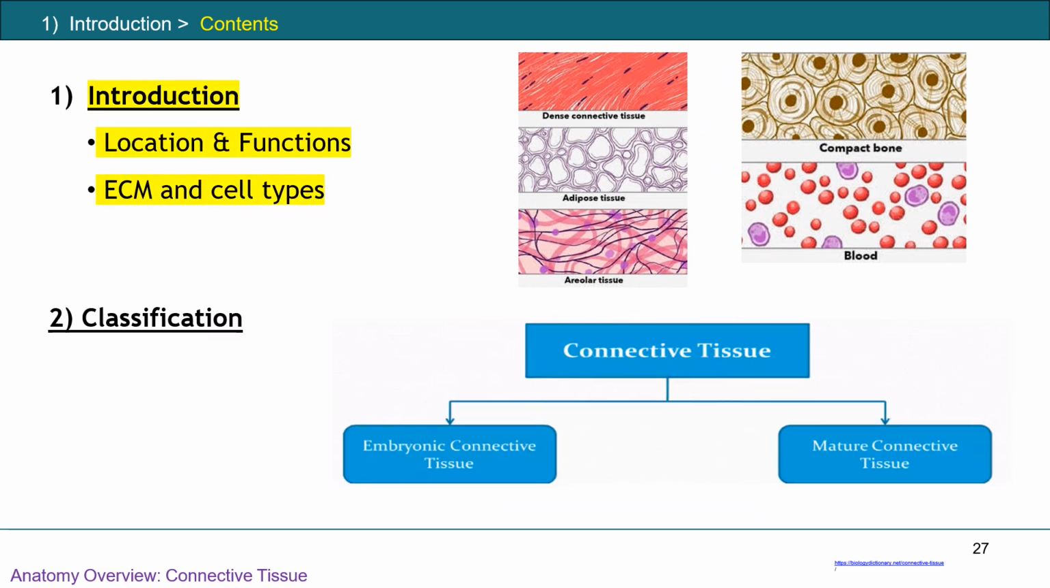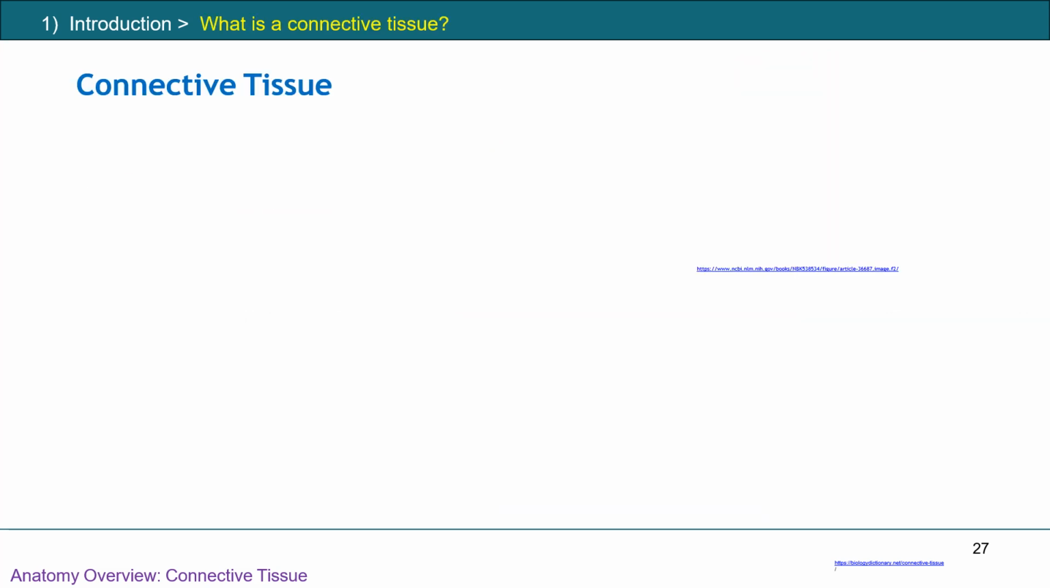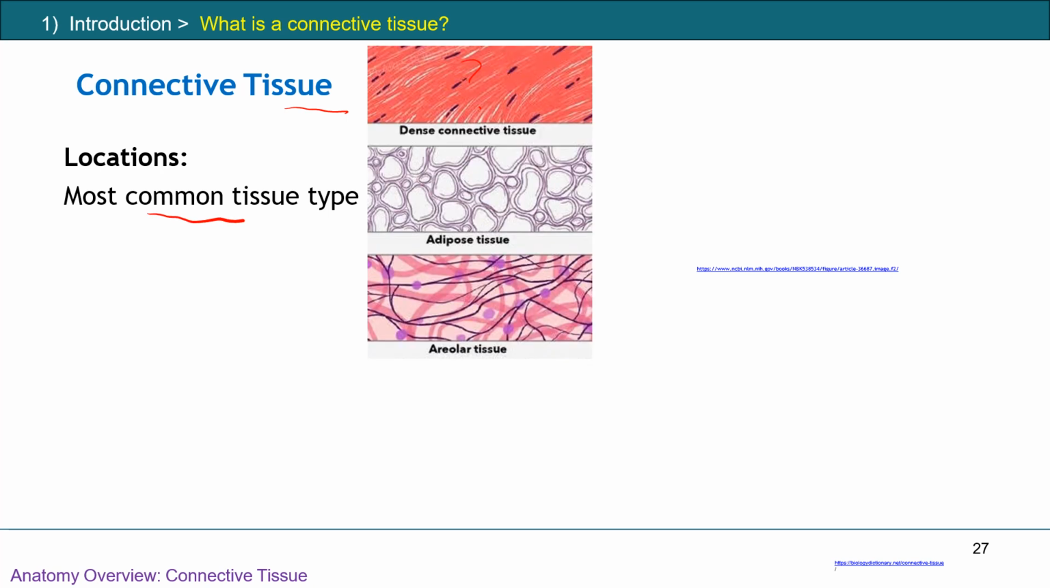So let's start with the introduction. To start talking about the connective tissue, I want you to think about where the connective tissue is located. Where can you find it? The connective tissue is located almost everywhere. Why? Because it is located in the bones, it's located in the blood, and if you remember, the skin and the muscles are connected to each other. Why? Because in between them you find a glue that is the connective tissue, and there are so many more examples. So remember, the connective tissue is one of the most common tissue types.